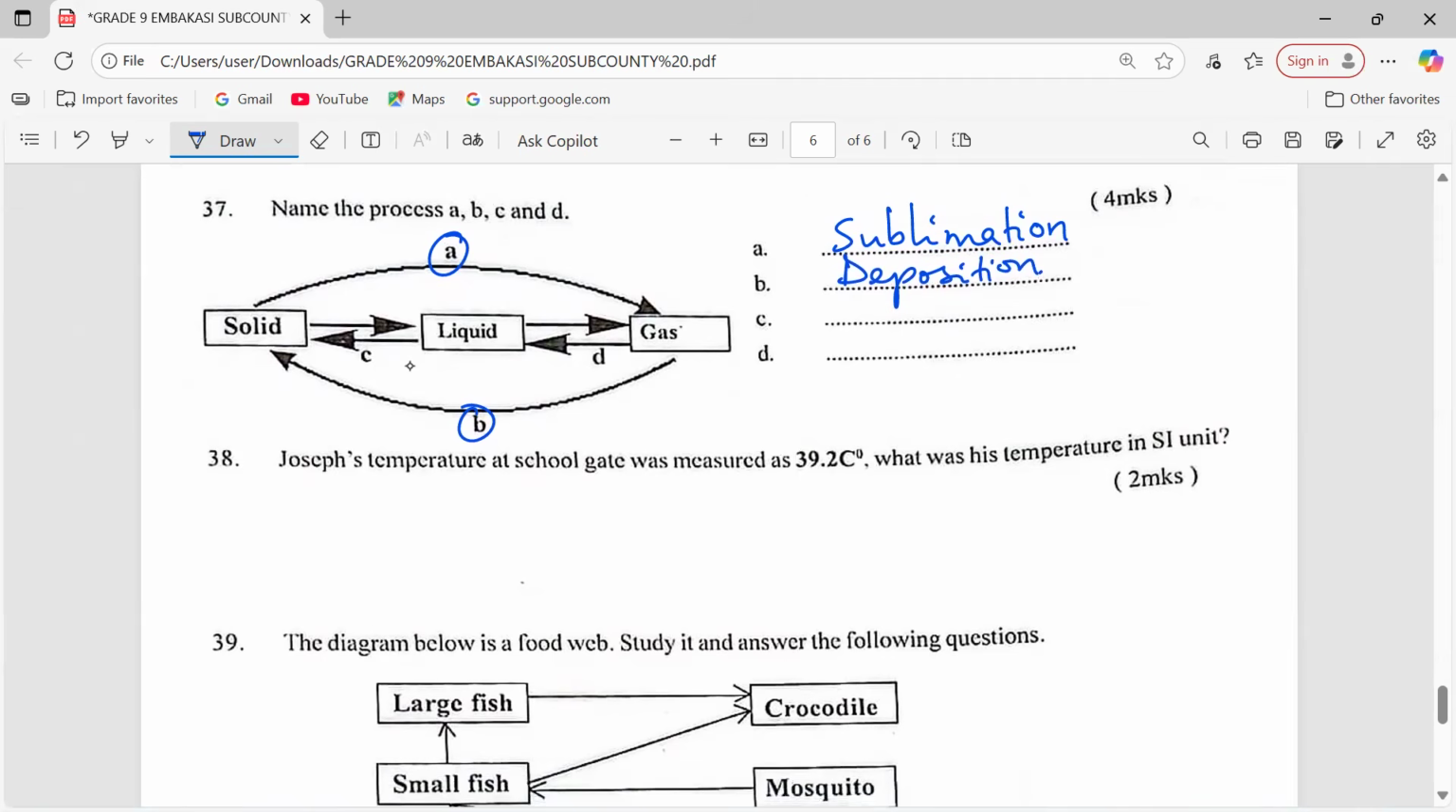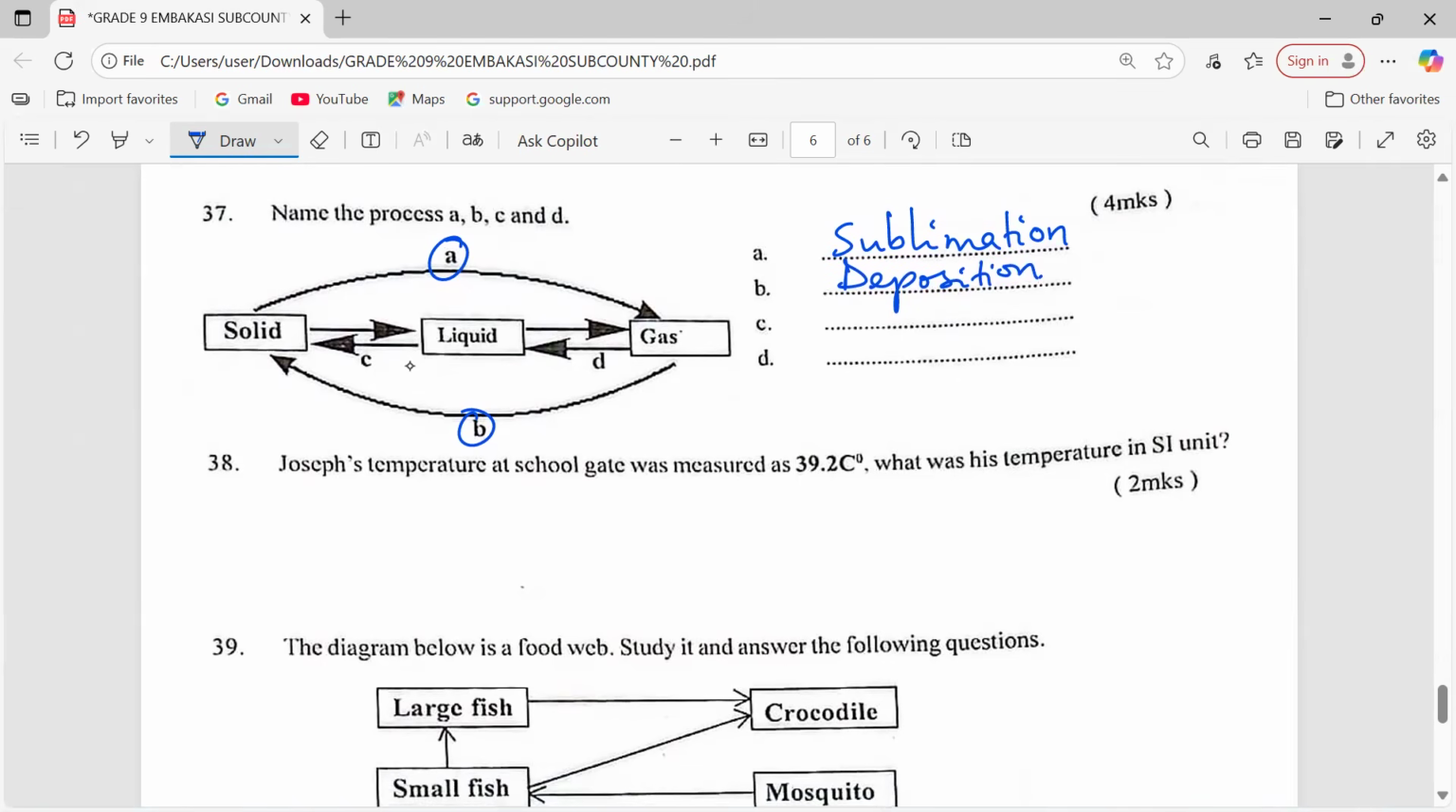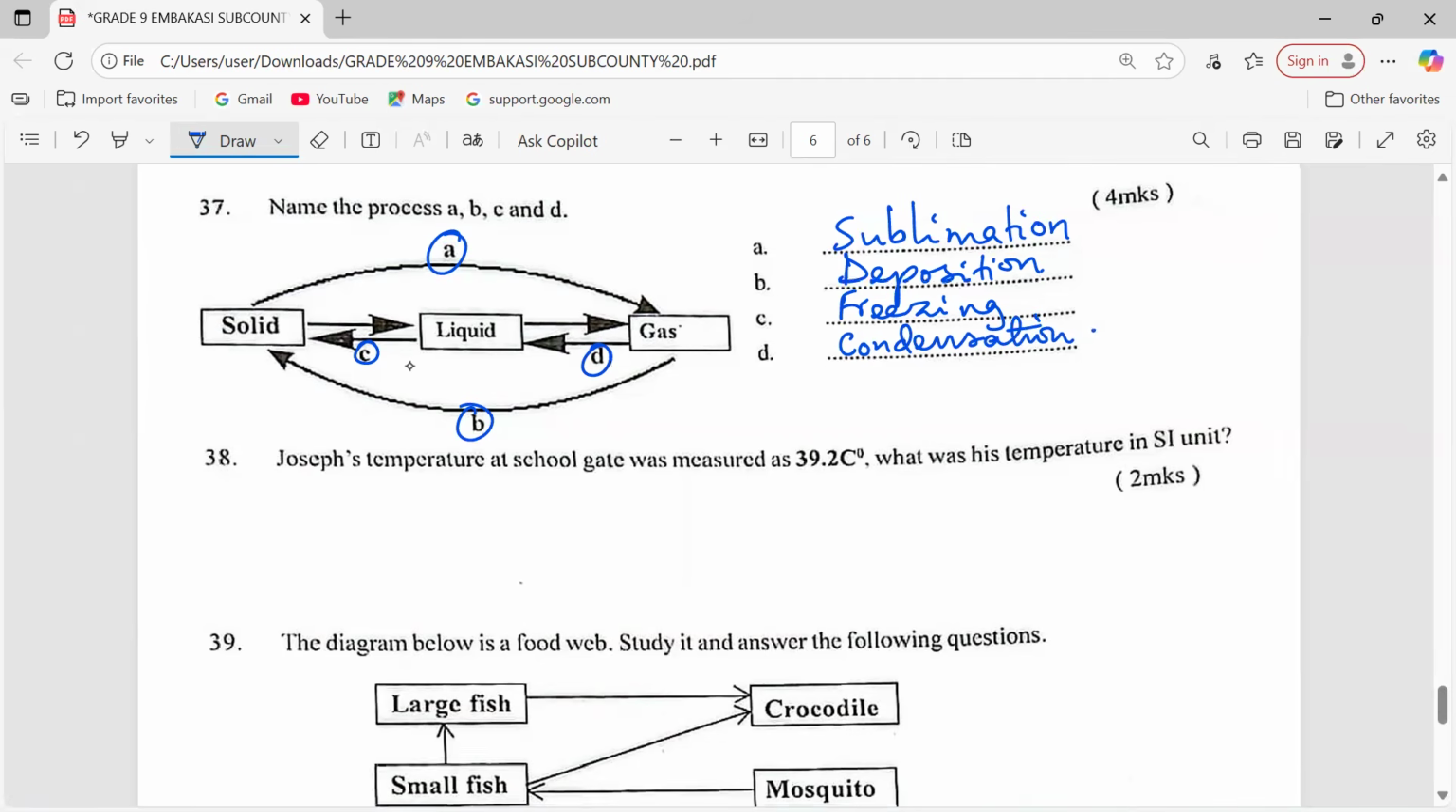Then look at part C, whereby a liquid is changing to a solid. That one is called freezing. In physics, we call it solidification. Then finally, we have D, whereby a gas becomes a liquid, of course, after cooling, and that is called condensation.